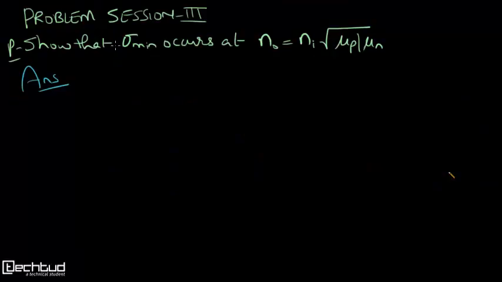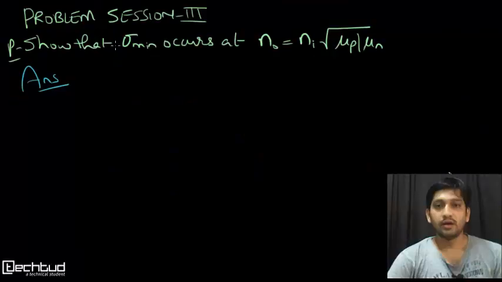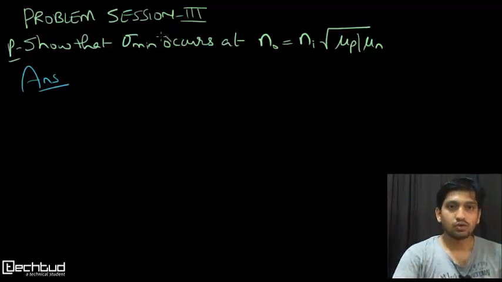Problem number 1 is: show that sigma minimum occurs at n naught is equal to ni under root of mu p by mu n, where n naught is the concentration of electrons when you have doped it, ni is the intrinsic carrier concentration, mu p is the mobility of holes, and mu n is the mobility of electrons. How to solve this problem?